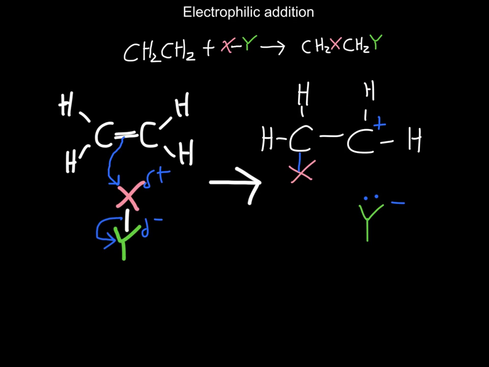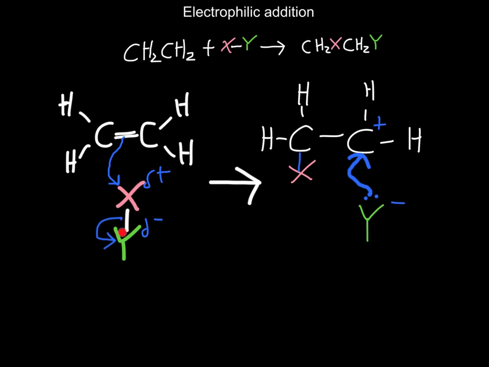These two get together. This lone pair here, we draw a curly arrow coming from this lone pair going towards the positive carbon. And by the way, this isn't partially positive or partially negative, it's a fully positive and fully negative. So the Y comes along and forms a dative covalent bond with the fully positive carbon.